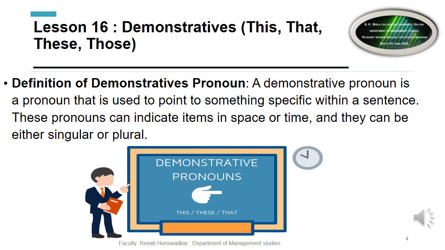So that and those are used for far. जो दूर है उसके लिए that and those use किया जाता है. This and these are used for near. जो हमारे नजदीक है. This is my pen. ये मेरा पेन है. यहीं पे है. This is my pen, that is near. These are my books. On the table multiple books are there. So these are my books.